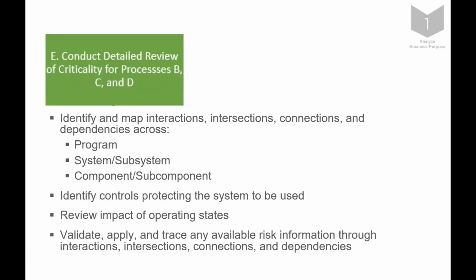Finally, we have this map, and it identifies and maps the interactions, the intersections, connections, and dependencies across the programs, the systems and subsystems, and the components and subcomponents. It also helps us to identify the controls that we need to protect the system that we're using. It allows us to review the impact of operating states and changes in those states. And we can validate, apply, and trace any available risk information through the interactions, intersections, connections, and dependencies in our criticality mapping.